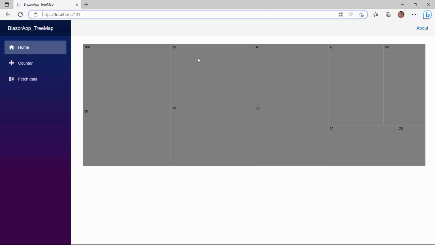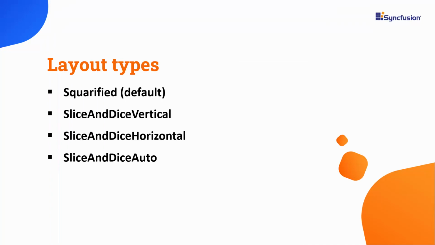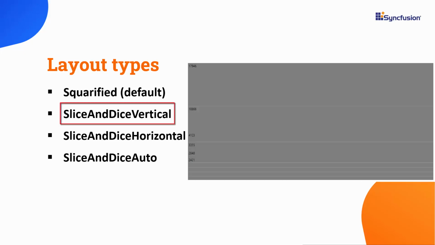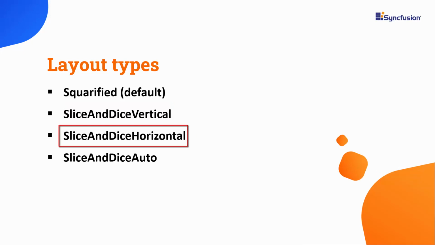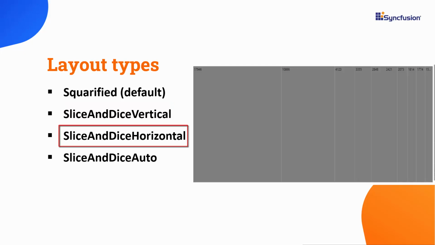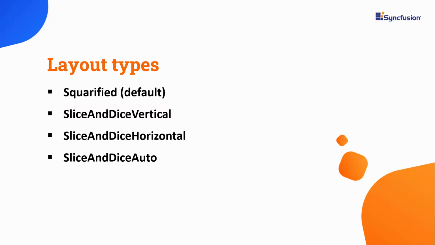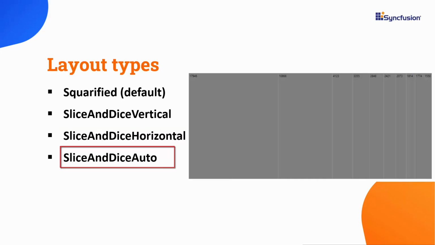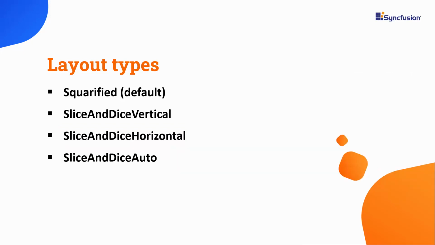The TreeMap component is rendered with the defined data source. Here, the TreeMap layout is split into rectangles based on the height and width of the parent. Apart from the default squarified layout, TreeMaps can also be rendered in other layouts like Slice and Dice Vertical, Slice and Dice Horizontal, and Slice and Dice Auto. The Slice and Dice Vertical type creates and displays rectangles vertically sorted, whereas the Slice and Dice Horizontal type displays rectangles horizontally. The Auto type displays both horizontally and vertically.